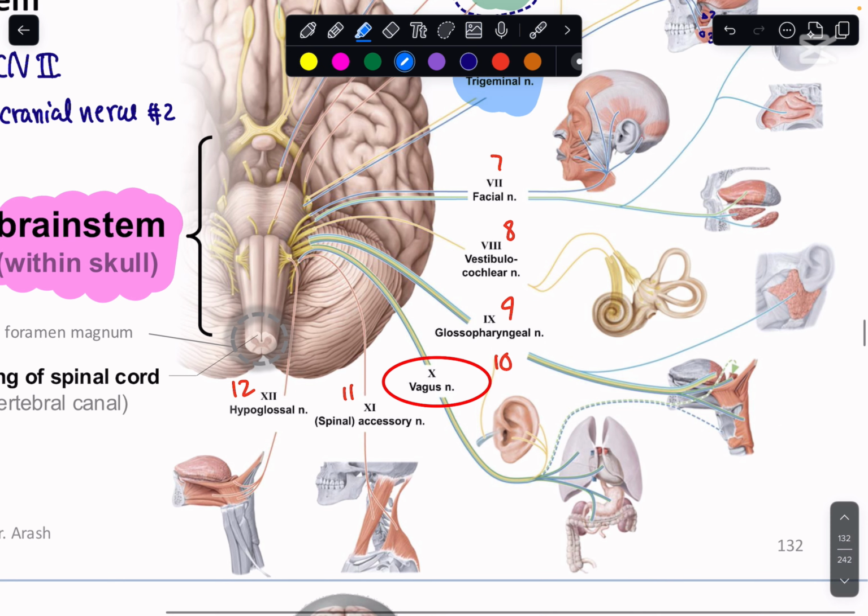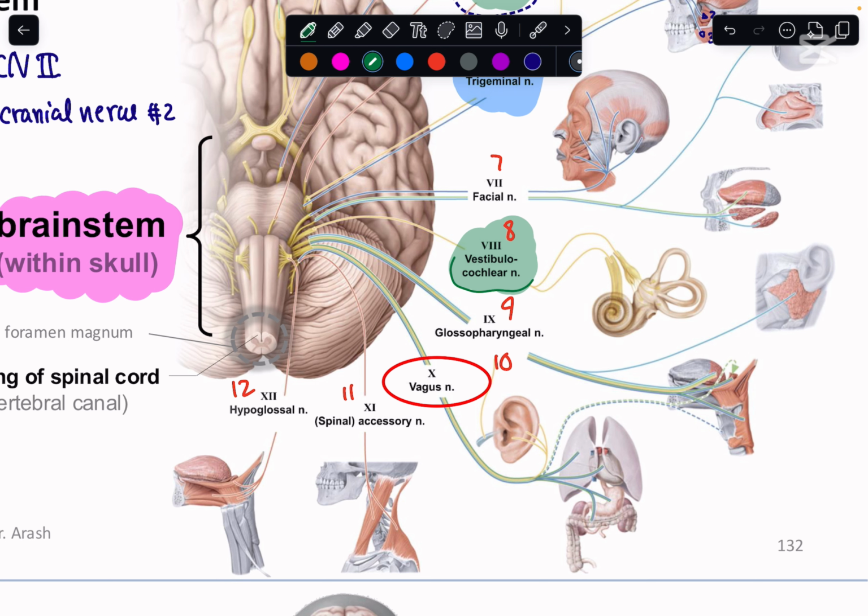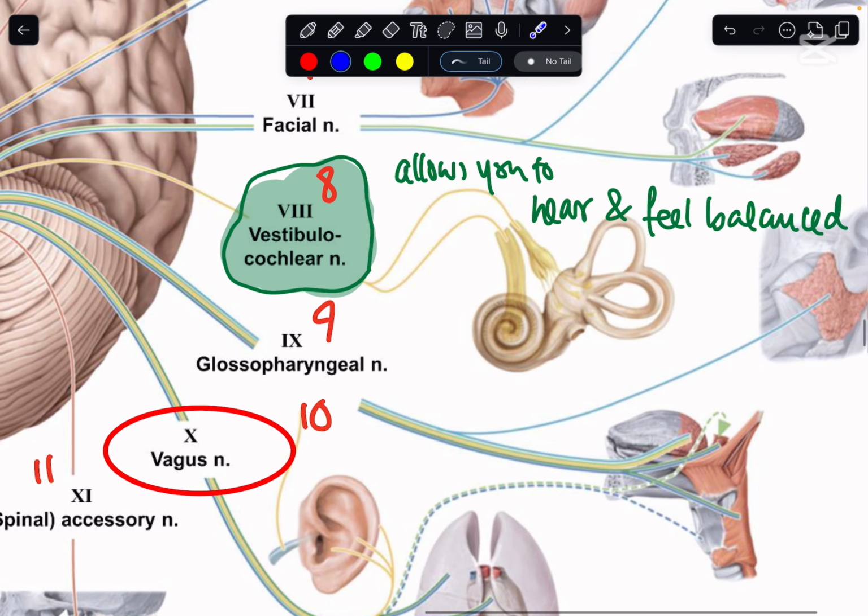I want you to know this one, cranial nerve number eight, CN8. That allows you to hear and feel balanced. That's two things. The cochlear branch is actually two nerves. If you look carefully, there are two nerves coming in. This part, you can see it says vestibulocochlear, right?